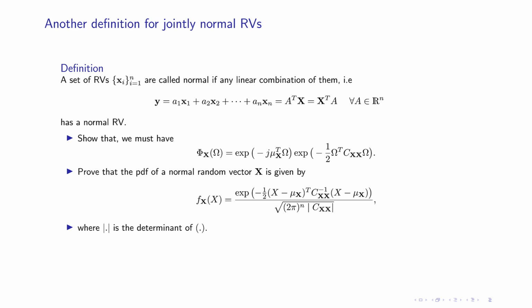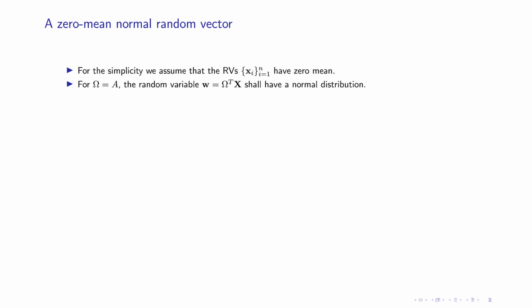So basically, this definition will lead to this joint PDF or this joint characteristic function. And this notation is the determinant, the determinant of the covariance matrix, and this is the mean vector, and so on. You can prove that; I leave the proof to you. Now take a zero mean normal random vector. If in the previous definition you replace mu x equal to 0, then it will simplify.